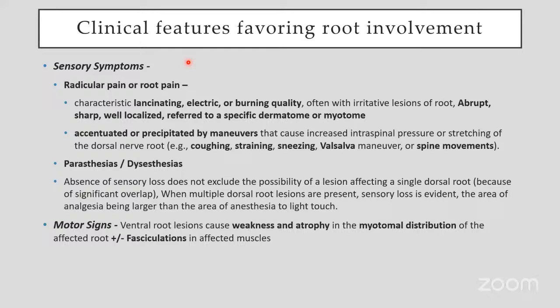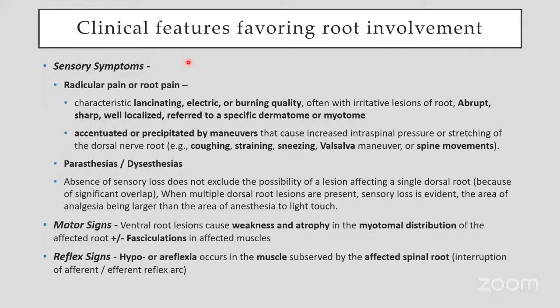For motor signs, ventral root lesions cause weakness and atrophy in the myotomal distribution of the affected root, with or without fasciculations in the affected muscles. And there may be hypo- or areflexia occurring in the muscles subserved by the affected spinal root because of the interruption of afferent or efferent spinal root.